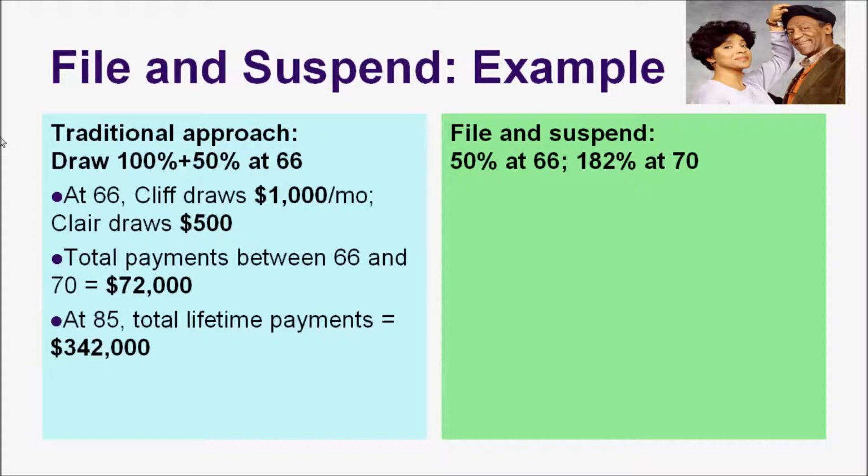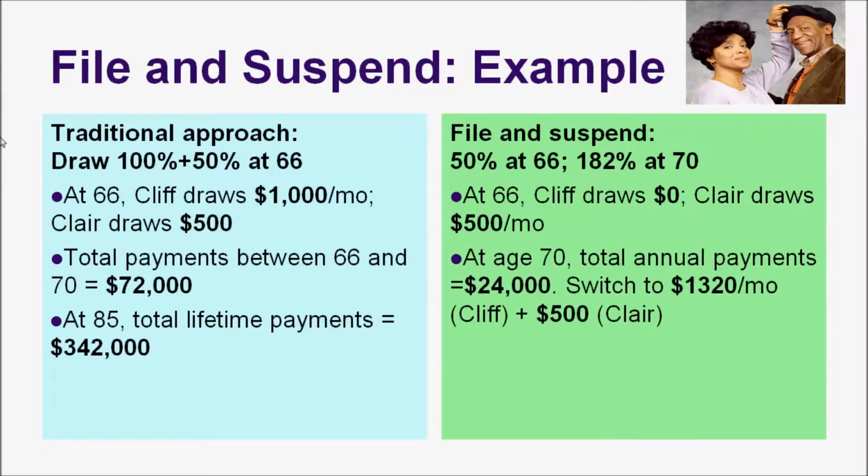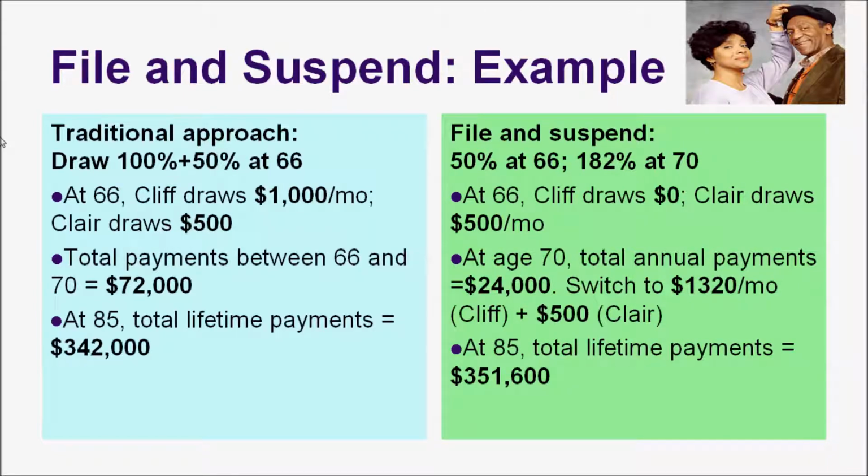Now, let's suppose they follow this strategy of file and suspend. You get 50% of one of the benefits at age 66, and then at age 70 you're going to get 132% plus the 50%, for a total of 182%. So at 66, Cliff draws zero. Claire draws half of his full retirement, which is $500 a month. At age 70, he switches to $1,320 a month, and she continues to get the $500 a month. So by age 85, using this strategy, they have been able to collect a total of $351,600, which is a lot more than the $342,000 they would have if they had not used the file and suspend strategy.